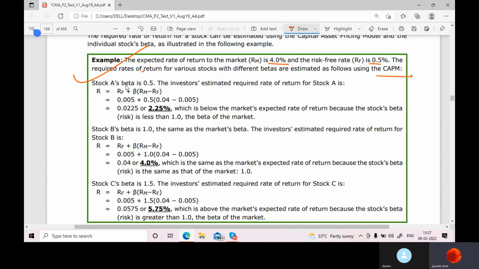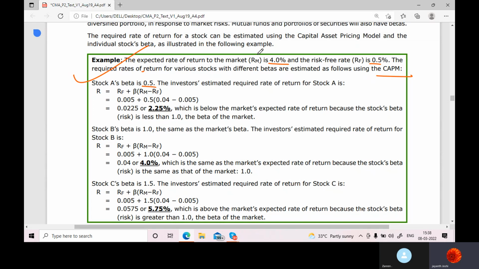So what is happening? Stock A's beta is 0.5. They are asking you if the beta is 0.5. That means they have given you the market return and the risk-free rate. So risk-free rate plus beta into market return minus risk-free rate gives you directly the price, 2.25%.